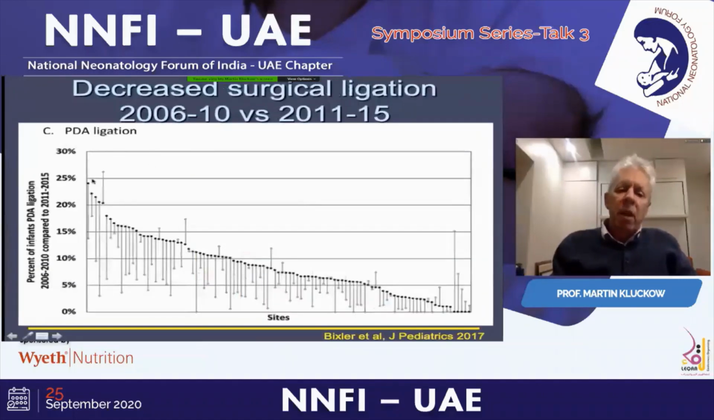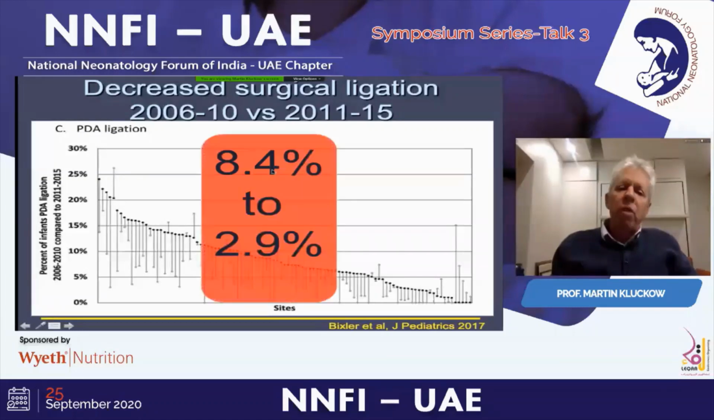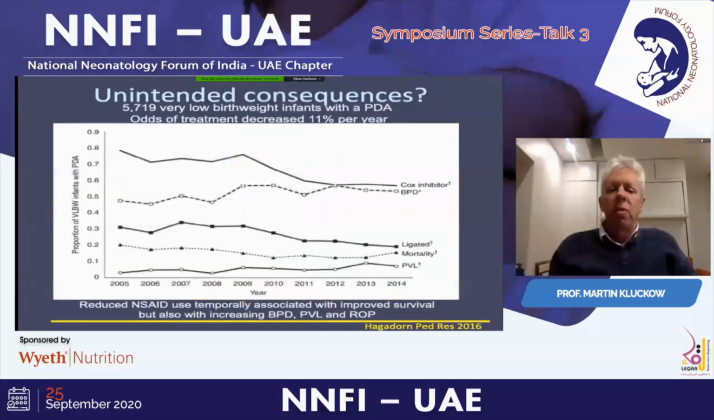Similarly with PDA ligation, same figure, percentage of infants ligated, the different sites, and the reduction from the older cohort in the closed circles to the newer cohort in the open circles. So on average, a reduction from 8.4% of babies less than 30 weeks being ligated down to about 3%, so almost a third reduction. So there is some evidence of a drift towards decreased treatment there.